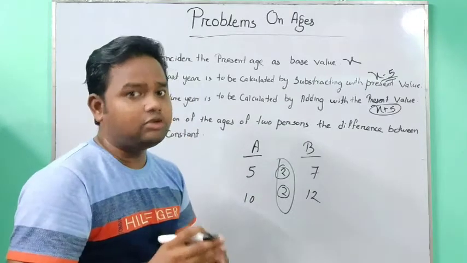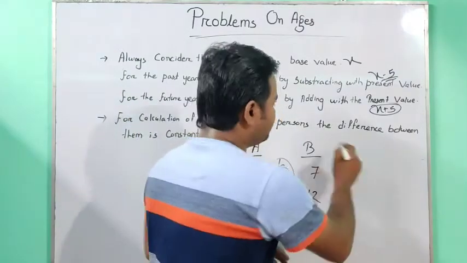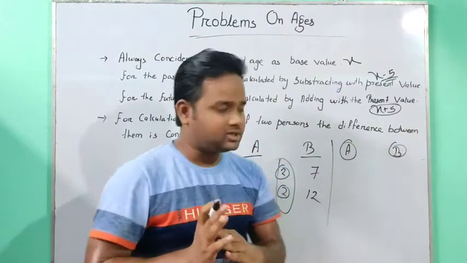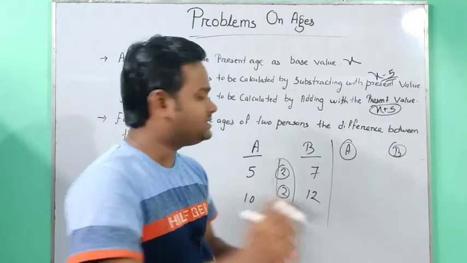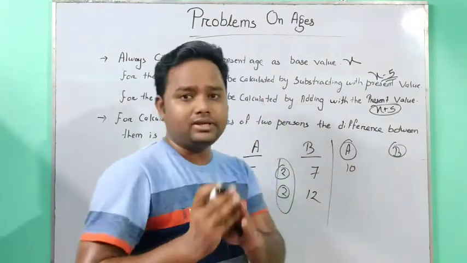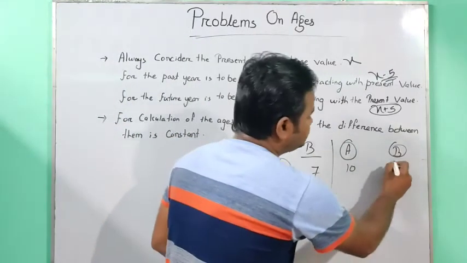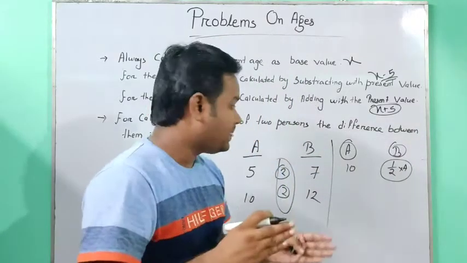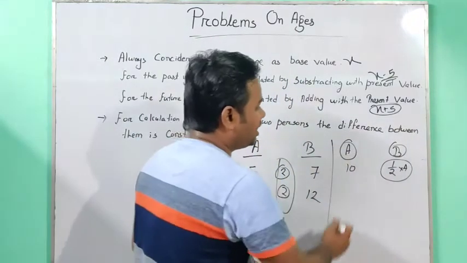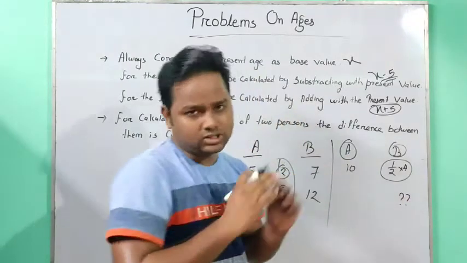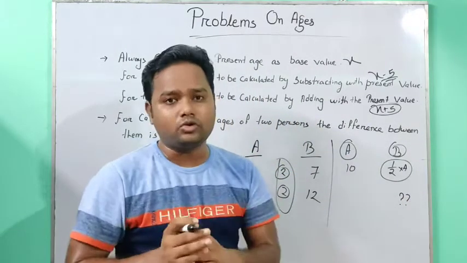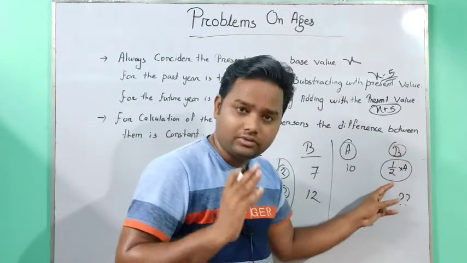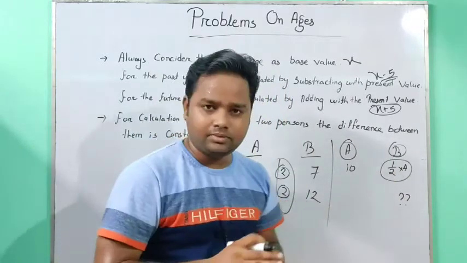After another example, you will be clear. Suppose a question is given: A and B are two persons. The age of A is 10 years, whereas the age of B is half of A. And it is asked, after 10 years, what will be the age of B? So what do we have to do here?